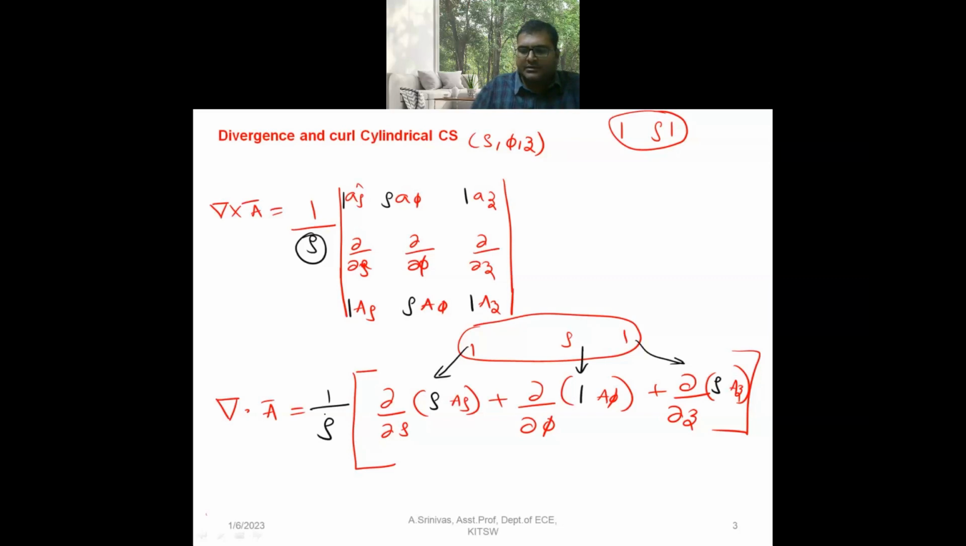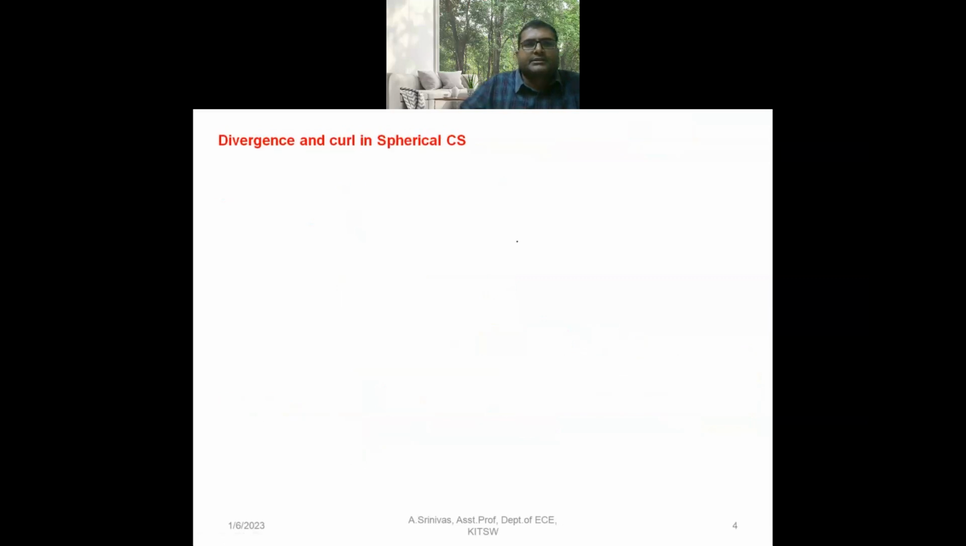Once again, you can apply the same principle in spherical coordinate system to remember the divergence and curl. In most cases, you will be shown simplified equations in many textbooks. It is not possible to remember those equations. But if you follow the trick, you can remember the divergence and curl in Cartesian, cylindrical, or spherical coordinate systems. In spherical coordinate system, a point is represented by r, theta, and phi.